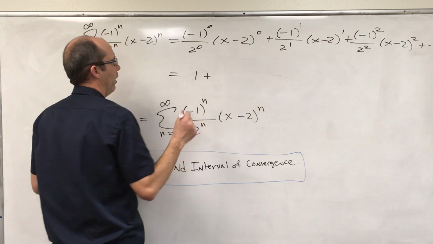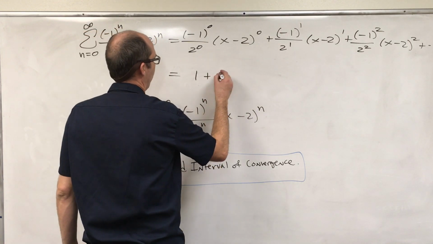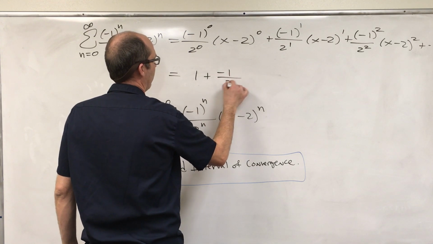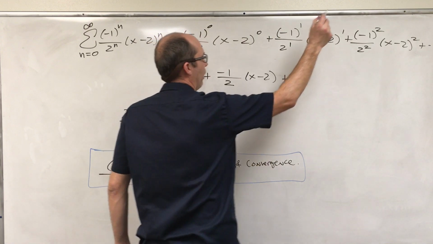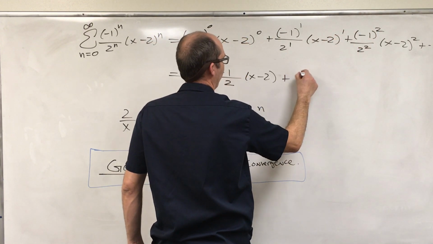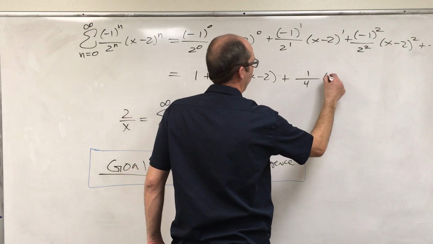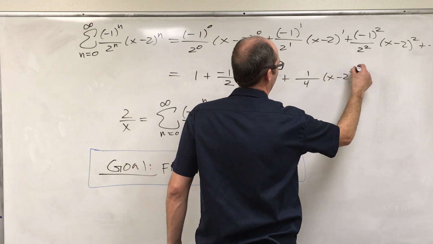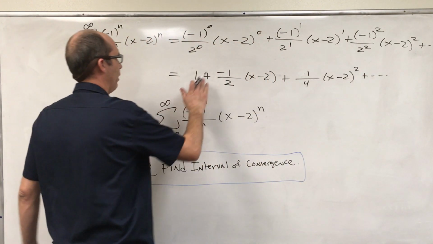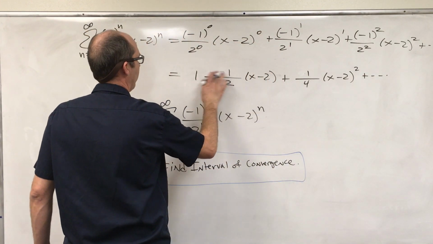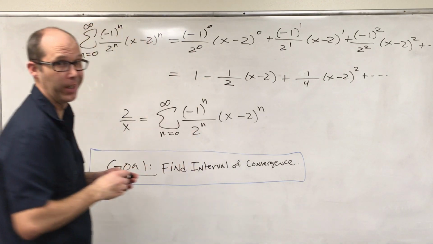Now, (-1) to an odd power, in this case 1, we get -1 over 2, times (x minus 2), plus now (-1) squared, that's a positive 1, just over 4, times (x minus 2) squared. And so you can see that it will be alternating positive and negative terms like that. So it's an alternating series.